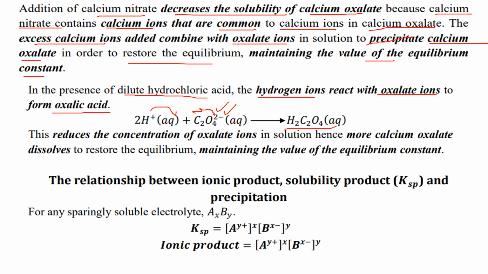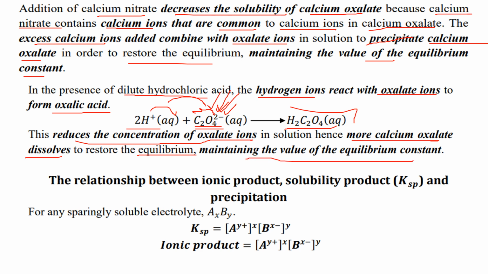And by doing so, since it is dissolving more to form back what is being taken away, the solubility is being increased. So hydrogen ions react with oxalate ions forming oxalic acid, and hence more of the calcium oxalate has to dissolve to replace the oxalate ions taken away, and as it dissolves, it is increasing its solubility. That's where we can conclude that this reduces the concentration of oxalate ions in solution, hence more calcium oxalate dissolves to restore the equilibrium and to maintain the value of the equilibrium constant.